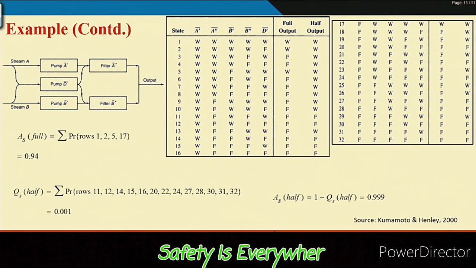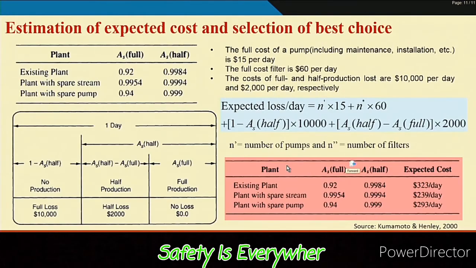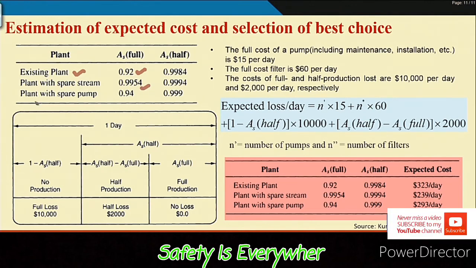So now we know the availability and unavailability for different systems, alternatives or choices. With some more data, you can find out which one is the best. What we have found so far: for the existing plant, the availability for full production is 0.92, with an identical spare trim 0.9954, with a spare pump 0.94, and similarly the availability for half.